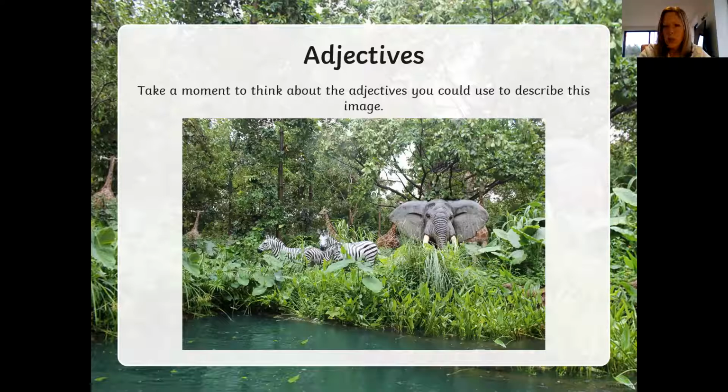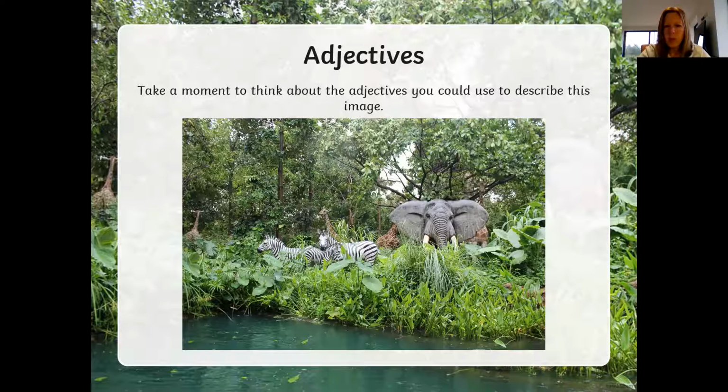What adjectives could we use to describe that image? Okay, so remember those are the describing words. So we've got to look at those nouns there. What have we got in that picture? We've got elephants, we've got zebras, we've got giraffes. So how would we describe those animals there in the picture?